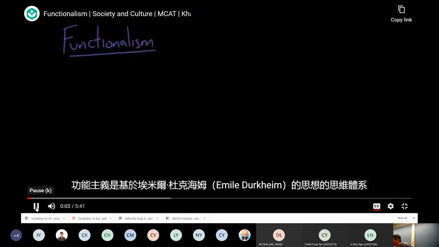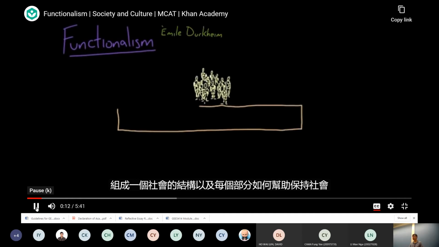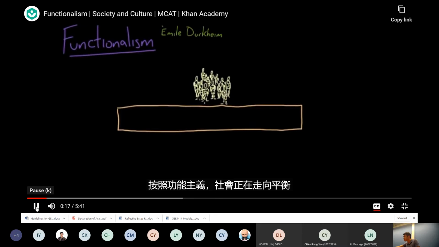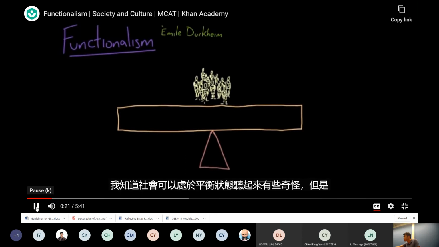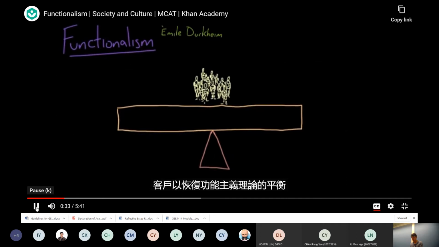Functionalism is a system of thinking based on the ideas of Emil Durkheim that looks at society from a large-scale perspective. It examines the necessary structures that make up a society and how each part helps to keep the society stable. According to functionalism, society is heading toward an equilibrium. I know it sounds a bit strange that a society can be at equilibrium, but consider the changes many businesses have had to make in response to companies like Amazon. Local businesses must adapt to find a new way to cater to customers in order to restore the balance.